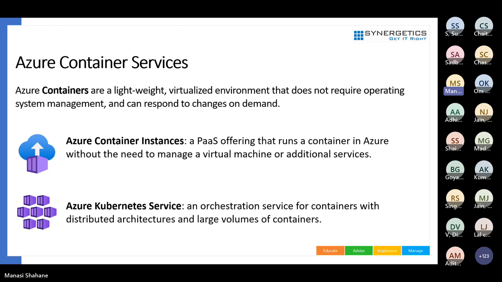Now imagine instead of VMs, containers being scaled. So it can manage a large amount of data. That's the difference between Container Instance and Kubernetes. Scaling is not possible in Container Instance, but Kubernetes does automatic scaling, auto scaling it will do.